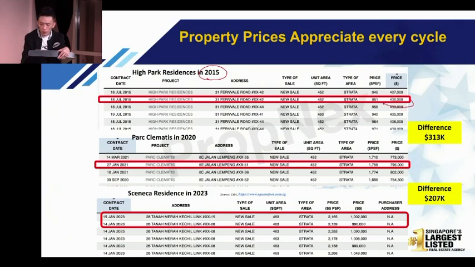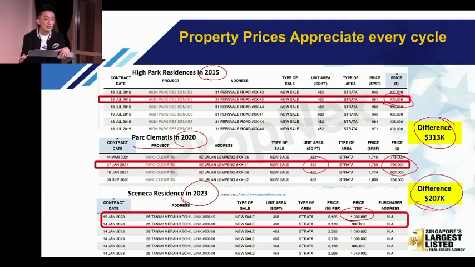A 1-bedroom will cost you 430,000. But today, plug in amenities, in the year of 2020, 5 years later, a 1-bedroom, 452 square feet, will cost you 800,000. The difference is 313,000. In 2023, a 1-bedroom is hitting $1 million. The difference is 207,000. Can you imagine how the price has spread out?